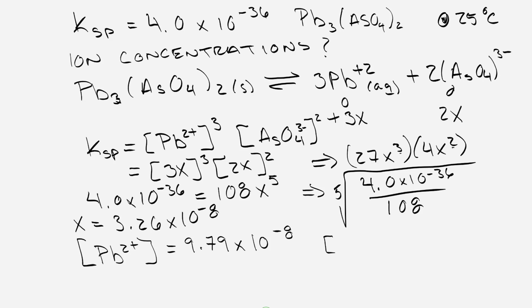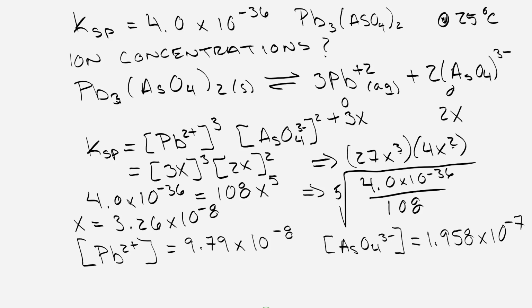And our arsenate, AsO4 3 minus, is going to have a concentration of 2 times our x, which is 1.95 times 10 to the negative 7, 1.958 times 10 to the negative 7.